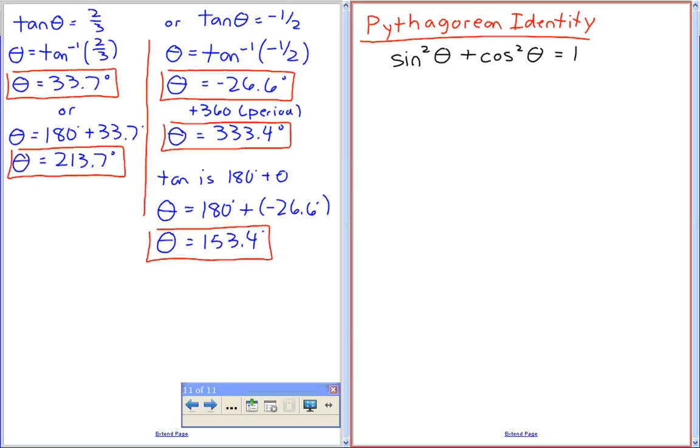So we said here that you can say that sine squared theta is equal to 1 minus cos squared theta, and that cos squared theta is 1 minus sine squared theta. So what the Pythagorean identity does for us is it changes sine squared to cos squared. Right? That's what it does. Now, where that can be useful for us is in an example like this.